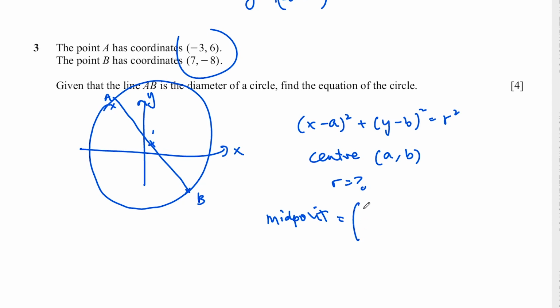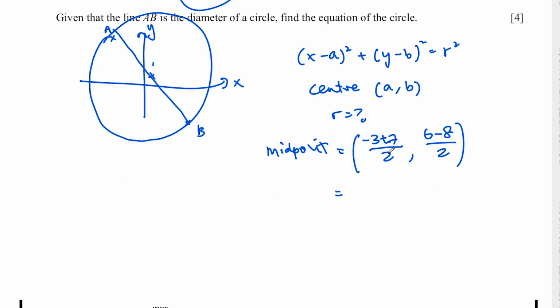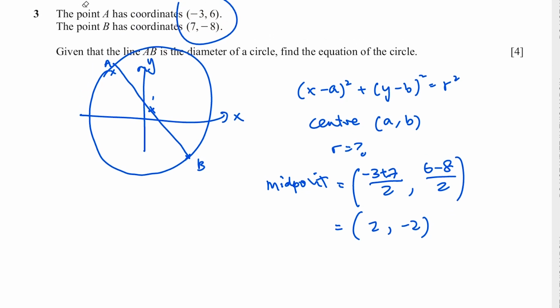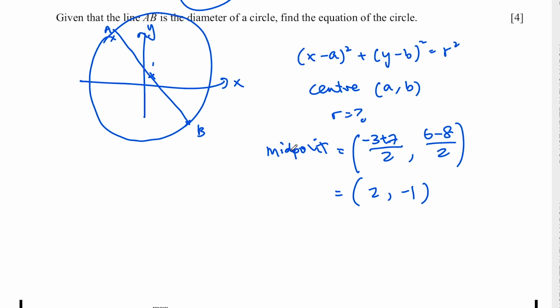So -3 plus 7 over 2, 6 minus 8 over 2. That gives 2 and -1. Sorry, -1. Okay, I'm not using a calculator because this paper also does not allow calculators. I will try not to use a calculator here either. Okay, so that's the midpoint. We know now that the center is 2, -1. Of course, it's not represented so accurately in this sketch because I did not draw to scale, but let's imagine that it is in the fourth quadrant here.